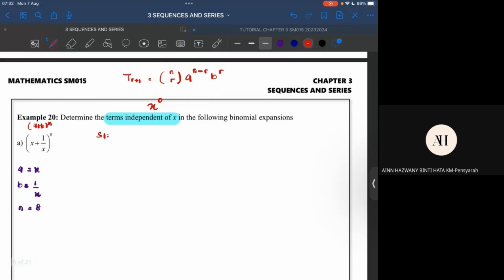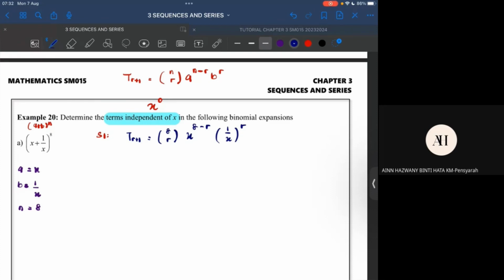Okay, so kita substitutekan. So TR kita tak ada, tulis TR plus 1. N kita 8, R kita tak ada. A is X, N minus R, so 8 minus R. B is 1 over X. R kita pun masih tak ada. Okay, so selesai step yang pertama.